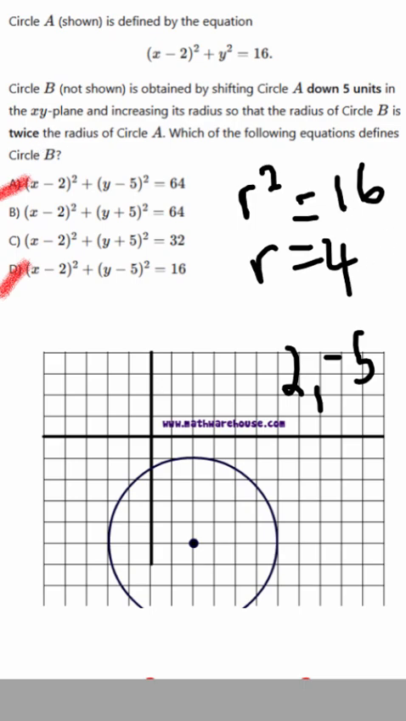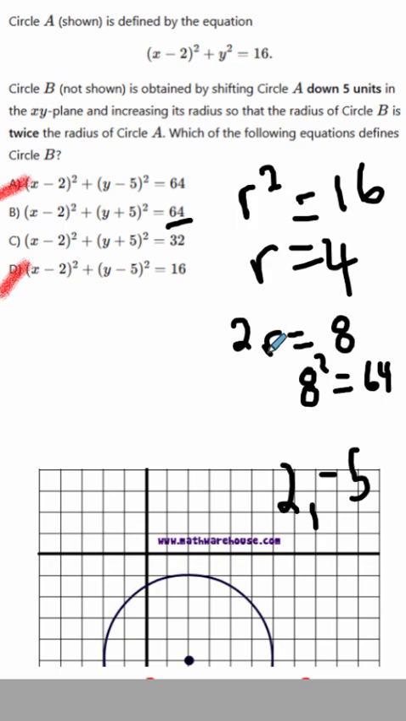And then on the right side of the equation is the radius squared. So 8 squared is 64. That's why the answer here is B. Double the radius is 2r, or 8, and when we square that, we get 64. Now look what they did with C. For C, they just multiplied the right side by 2. So it's kind of a trap answer choice.